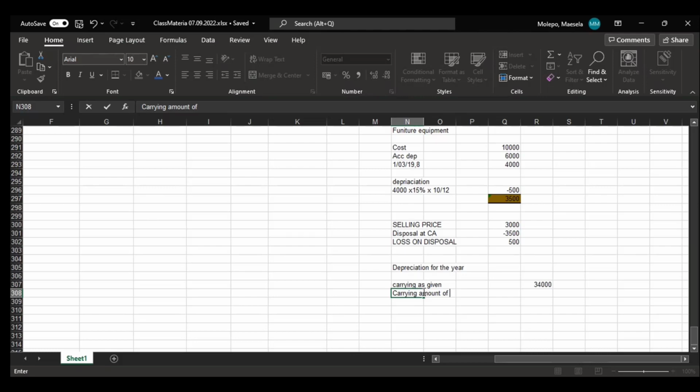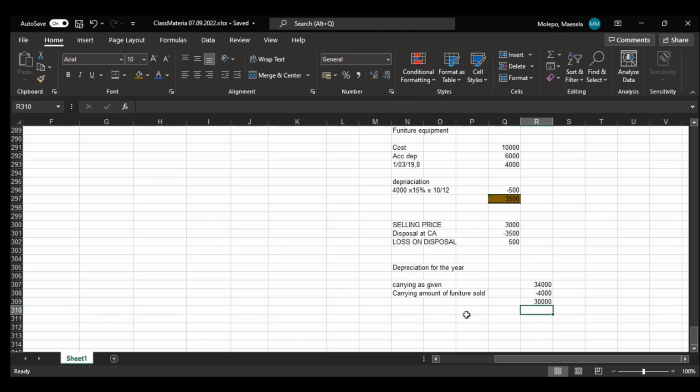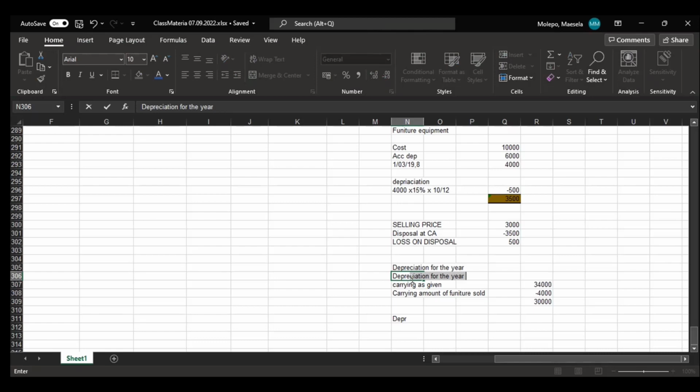Remember, we are still talking at the beginning of the year. We are not talking at the end. The furniture sold is 4,000. I agree with you. Anyone who disagrees, so that we can explain further? So depreciation will be for the whole year. Here we are calculating depreciation on the furniture remaining.